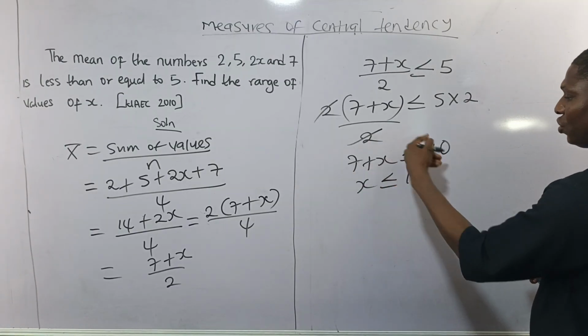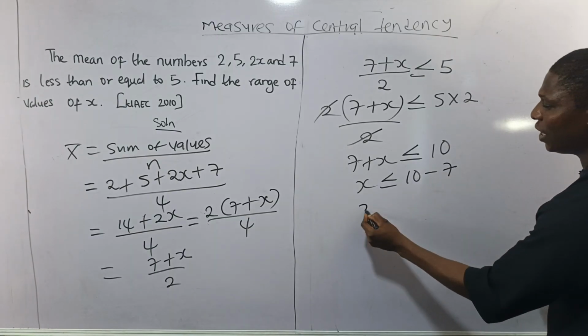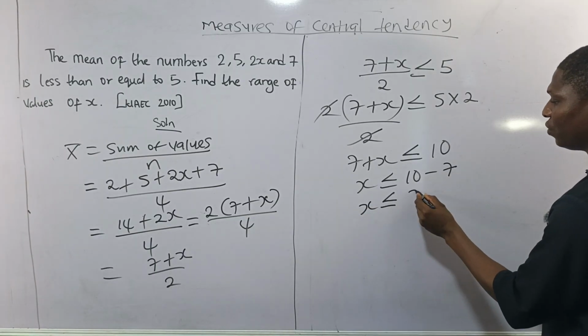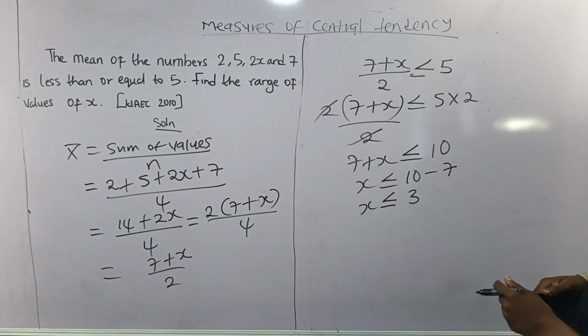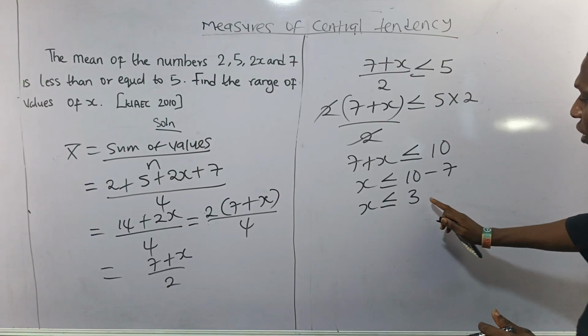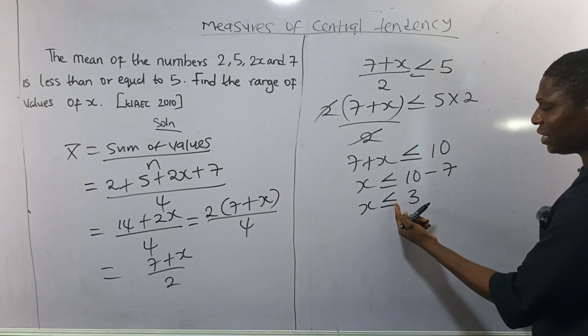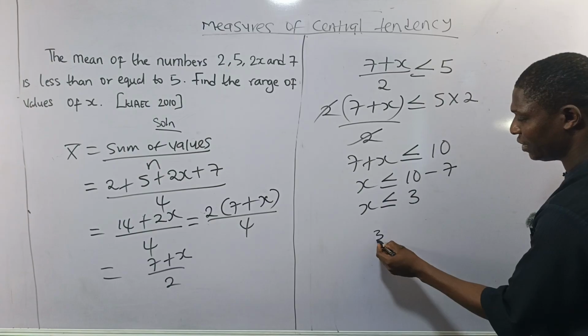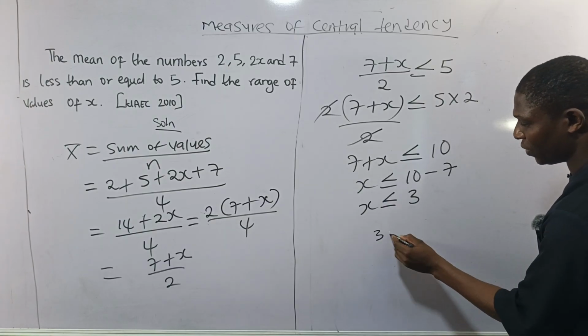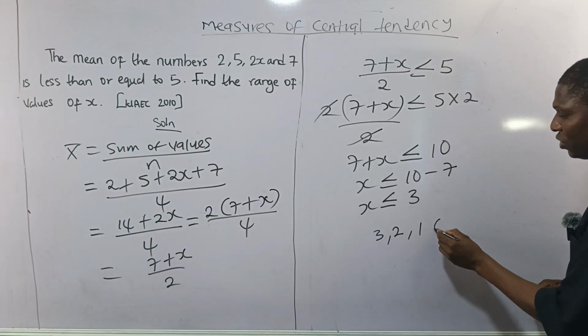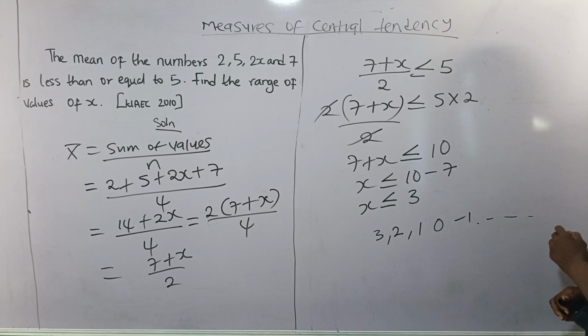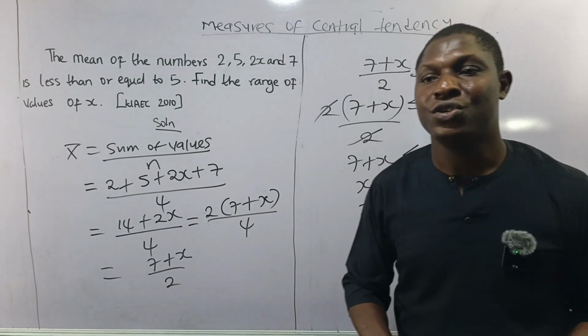Now 7 crosses over and becomes minus 7, and x is less than or equal to 3. So this is the solution to this question. What this means is that since x is less than or equal to 3, x can be 3. Since it's less than or equal to, x can be 2, x can be 1, 0, minus 1, and so on and so forth. Thank you.